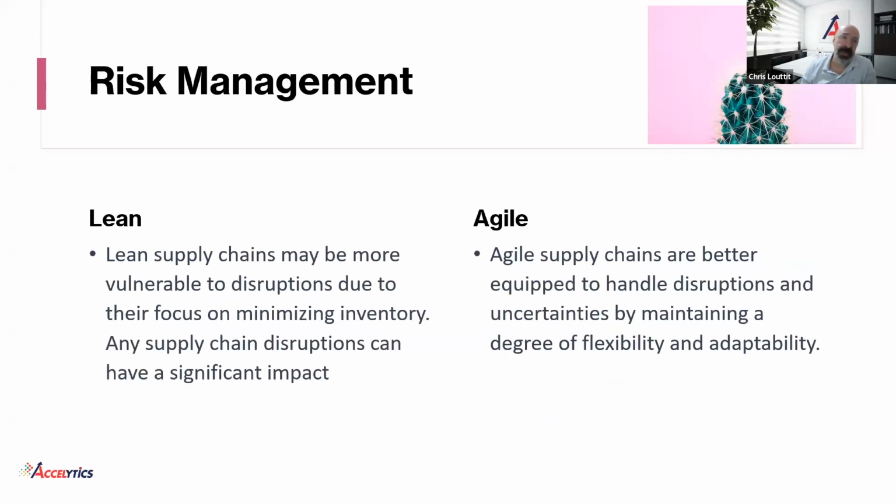Okay, so one more is risk management. When it comes to risk management, the lean strategy can be somewhat more vulnerable to disruptions due to its rigidity, especially because you're trying to minimize your carrying inventory. So any supply chain disruptions or delivery disruptions can have a very significant impact on the business.